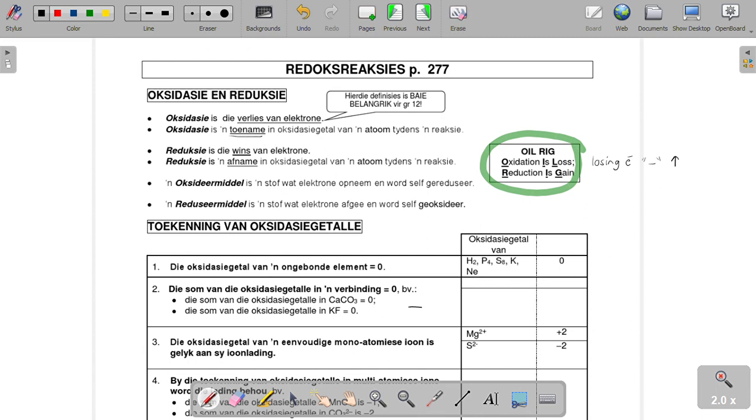'n toename in oksidasiegetal. En as jy hierso 'n elektron optel, dan beteken dit hy tel basies 'n minus op. So if you're gaining a minus, that's a decrease in oxidation number. Then remember, oxidizing agent is the one that is reduced, and the reducing agent is the one that is oxidized.